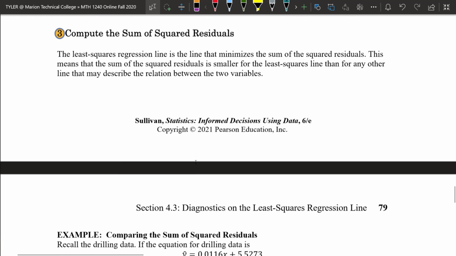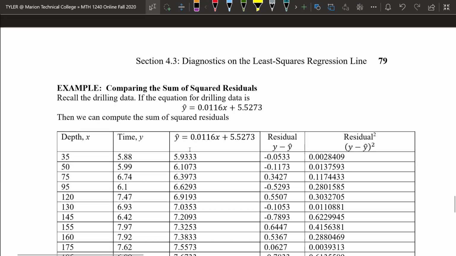All right, so then the last thing we want to do is compute the sum of squared residuals. Remember, the least squares regression line is the line that minimizes the sum of squared residuals. This means that the sum of the squared residuals is smaller for the least squares line than for any other line that may describe the relation between the data values, right? We looked at that at the beginning.